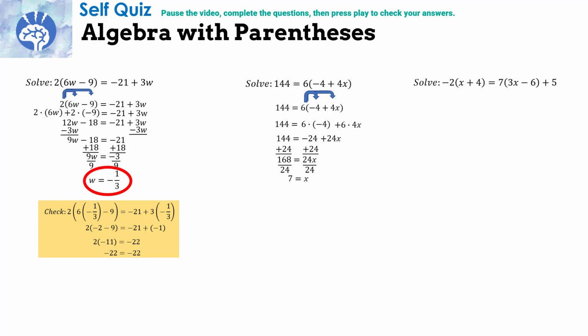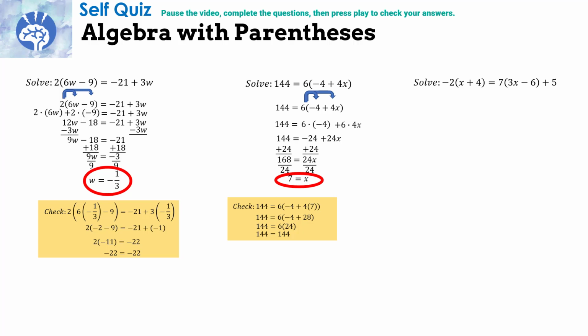Well, let's check it just to make sure. I put 7 in for my x, and now we have to follow the orders of operations. 4 times 7 is 28. Negative 4 plus 28 is 24, and 6 times 24 is 144. So what does that mean? It means, yep, x equals 7 or 7 equals x. Let's look at the last one.